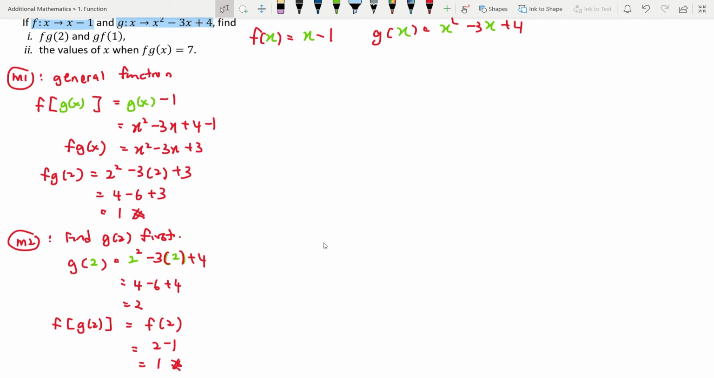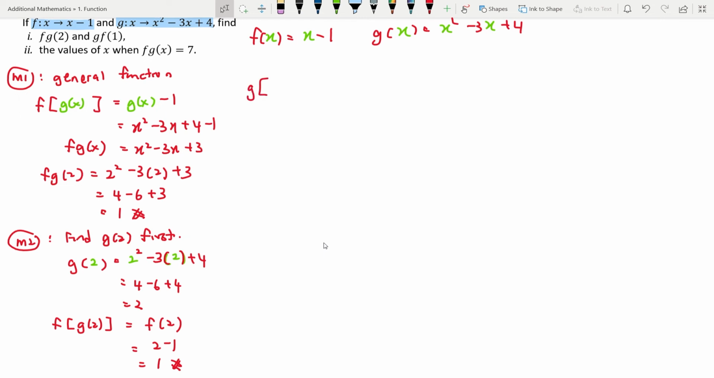However, method 1 has more advantage because we are finding a general function, which means we can always reuse the function to find different solutions for different x values. But for the second method, it's a very specific question, so we can only obtain the answer for that particular question. Next one, we are going to find the value of gf(1). For this, I'm going to use method 1, find a general function for gf.